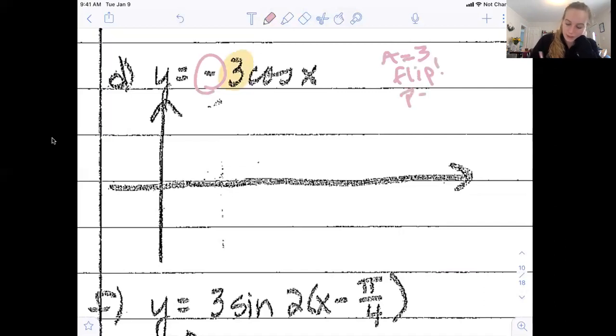And then the period, there's nothing in front of X, so there's no change in my period. It's just a normal 2π. Again, you can put 2π here if it makes you happy. I like to stretch mine out. This seems fine for me, 2π, that's about π. Those are the two in the middle. And then it goes to 3, 1, 2, 3, 1, 2, 3.